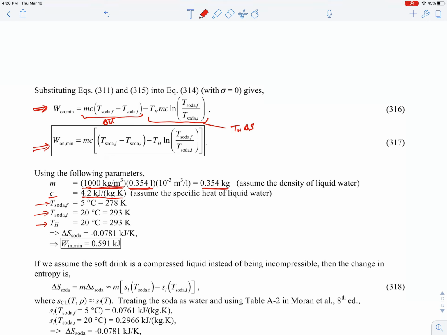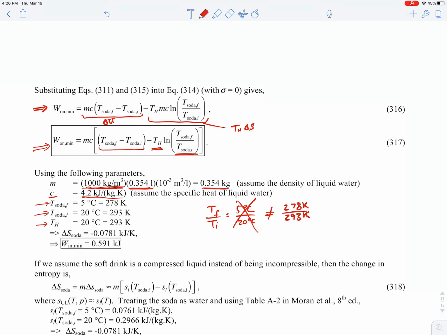I'm converting all of these to Kelvin, and the reason I'm doing that is, first of all, you have to do that when you're taking the natural log of this ratio. If I used degrees Celsius here, like if I did TF over TI and used degrees Celsius, so this would be like 5 degrees over 20 degrees Celsius, that is not the same as 278 Kelvin over 293 Kelvin. It's not the same. You cannot use degrees Celsius there. You have to use Kelvin. And then certainly the TH has to be in Kelvin.